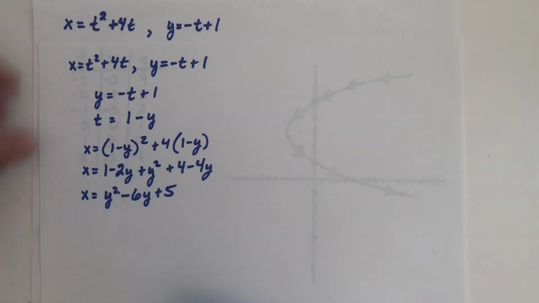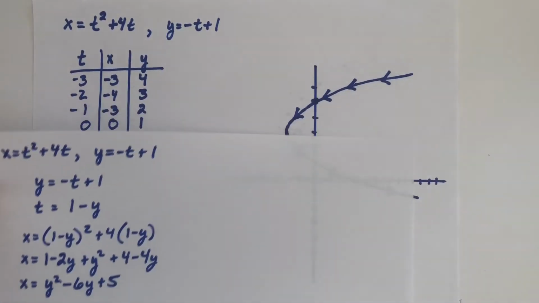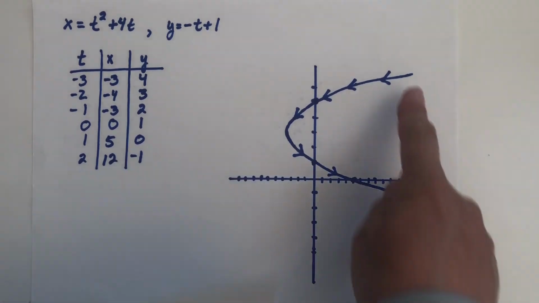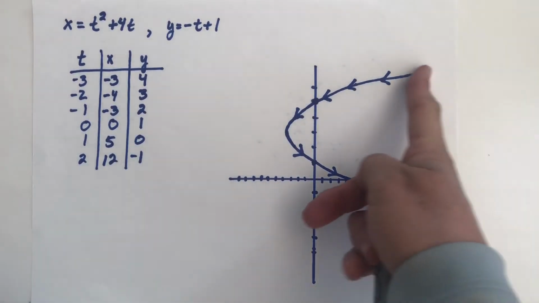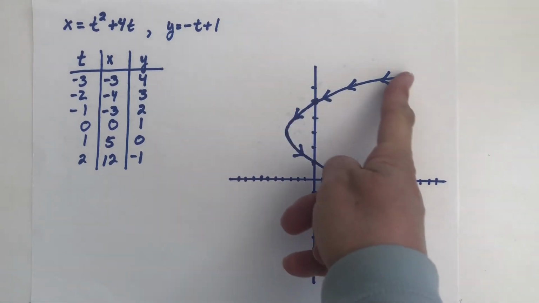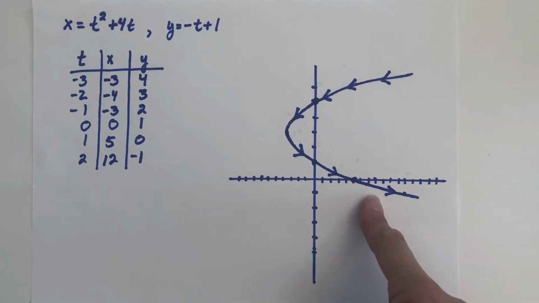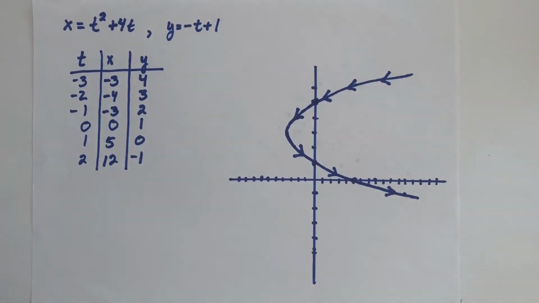So in fact, they are the same curve, but the orientation is different. We know the path of the point is in this direction on this problem, but it was in the other direction in the previous problem.